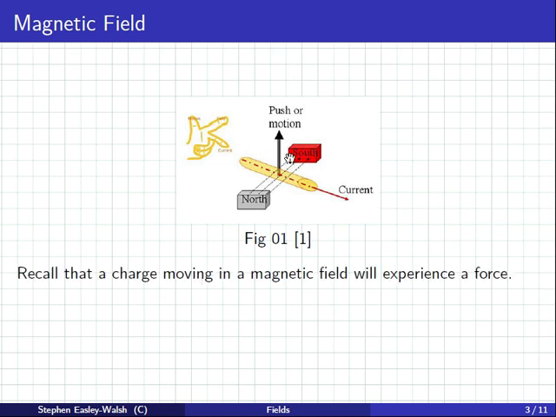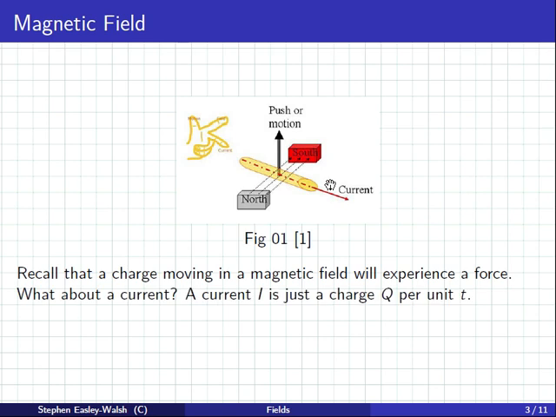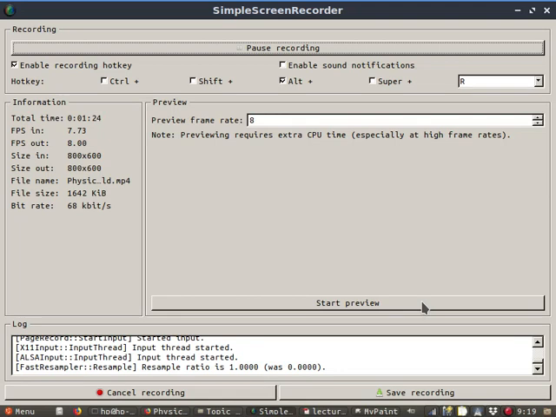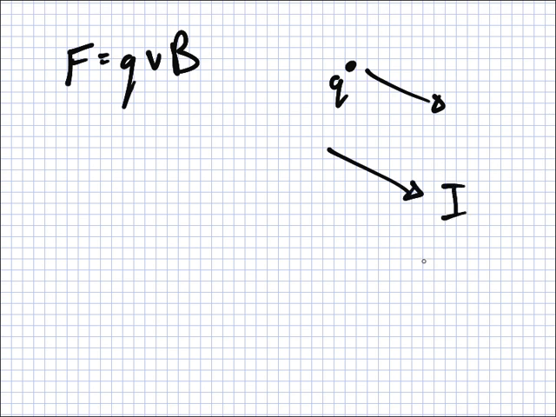This makes us realize if a charge moves in a magnetic field, then it'll experience a force. What about a current? Because a current is just charge per time. The answer is yes, of course. And let's figure out the formula. We can just modify this formula, F equals QVB. So this time, instead of a single charge moving in the magnetic field, we'll have a current moving in the magnetic field. Do you see the difference?